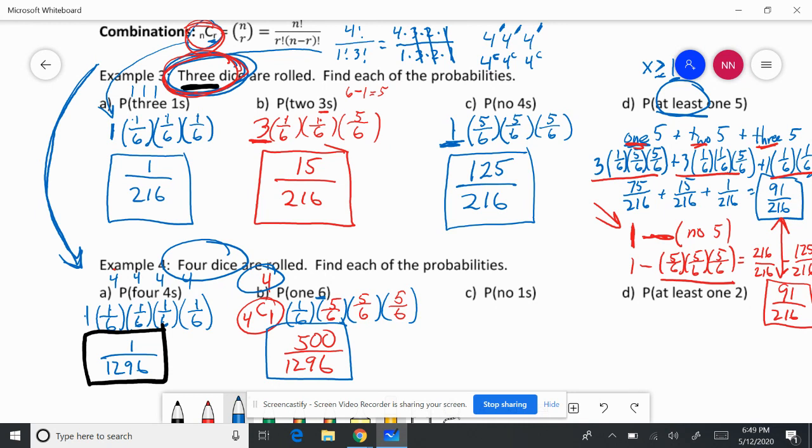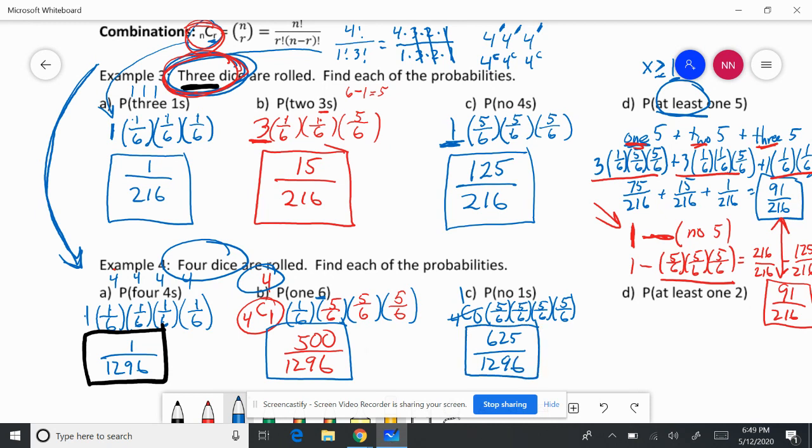Now, if we're looking at letter C, no ones. No ones means all of them are complements. 5/6, 5/6, 5/6, and 5/6. Now, we're going to use 4C0, and when we use that, there's only one possibility. 5 times 5 times 5 times 5 is 625 over 1296.